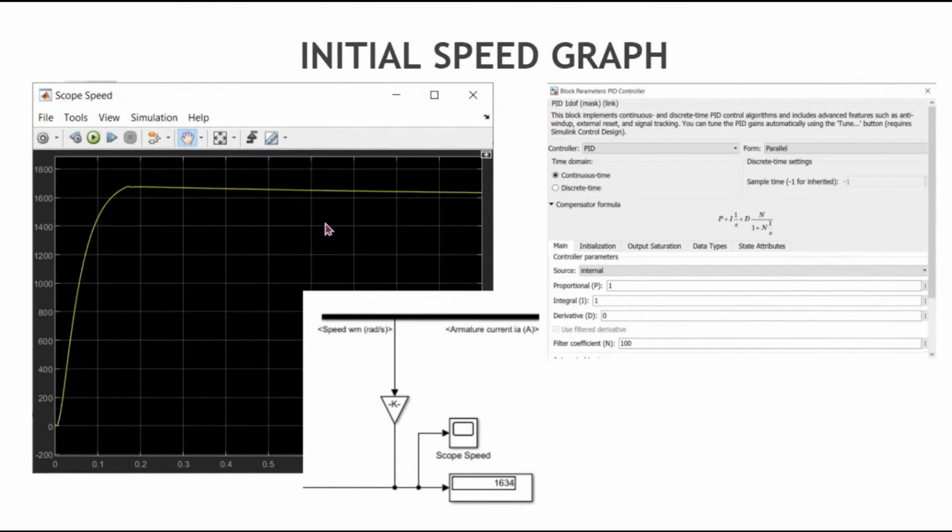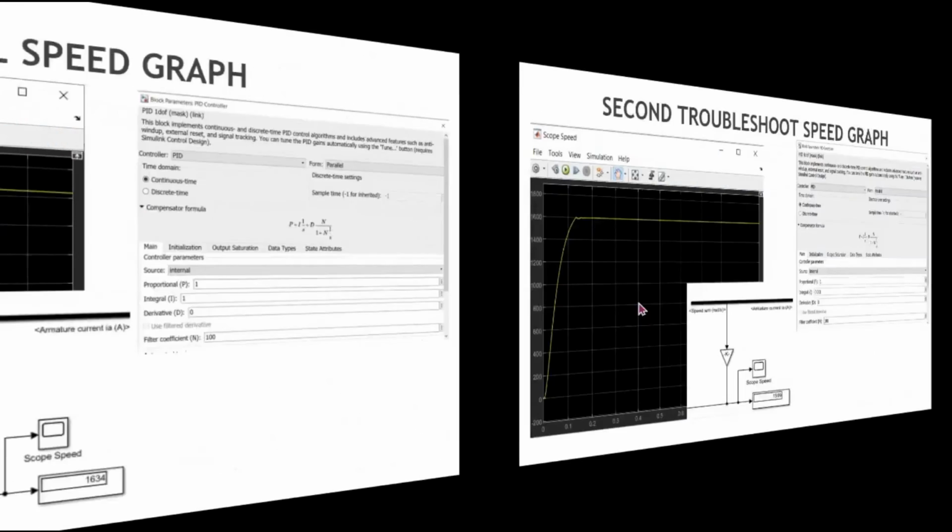Okay, as you can see, this is our initial speed graph. At first, we don't change any value at the PID controller, so this is the original one. The result we got is 1634, which means we got an overshoot from our desired speed. So we decided to troubleshoot our graph. Then we decided to change the value at the PID controller.